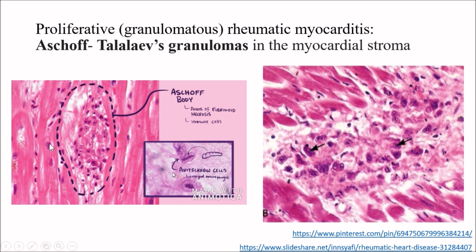Here you see the Aschoff-Talalaev granulomas in the myocardial stroma. You see here the cardiac muscle cells, the nucleus, the striation, some areas of blood vessels, but here you see the marked region that presents the Aschoff bodies, and we discussed the Aschoff cells, the caterpillar-like cells, and here you see the high power of the Aschoff bodies.